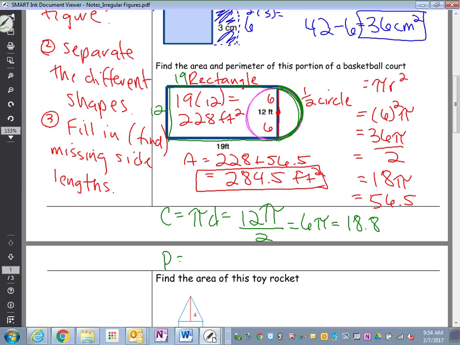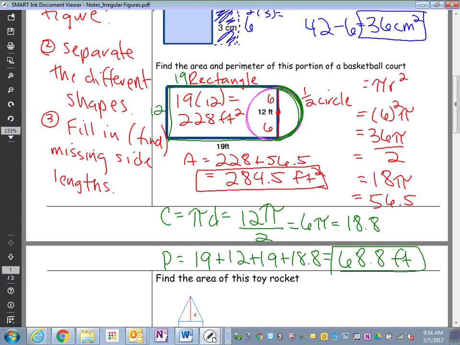All right, so now we got to add. The perimeter would be 19 plus 12 plus 19 plus 18.8. In your calculators, what do you get? Can you just add it together for me? 68.8. Now, remember, perimeter is linear, so we don't write feet squared, like I just did. We just write feet. So that's the perimeter.